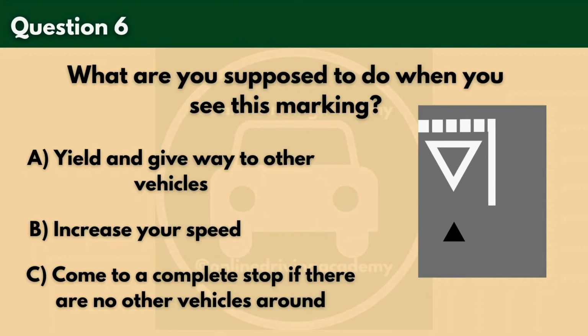Question 6, what are you supposed to do when you see this marking? There's an upside down triangle, right? And you are approaching this triangle. So what does that mean? Is it A, yield and give way to other vehicles? Is it B, increase your speed? Or is it C, come to a complete stop if there are no other vehicles around? Correct answer will be A.